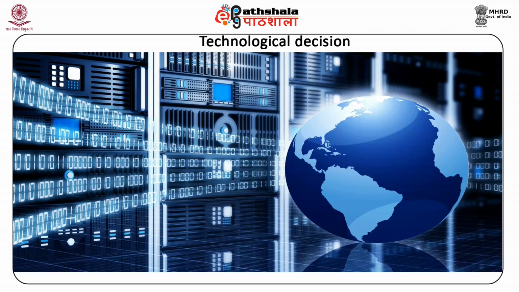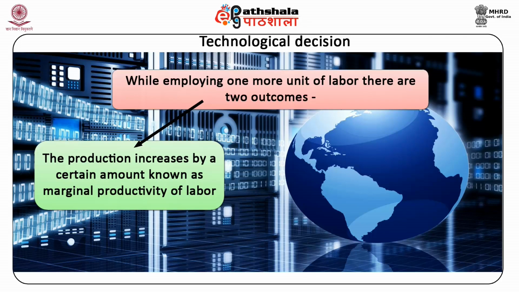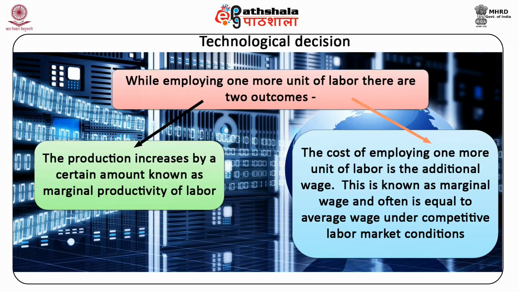Technological decision. Each producer has to employ different factors of production like labor and capital. There is a choice that the producer faces. He could either use more of labor and less of capital or the other way around. While employing one more unit of labor, there are two outcomes. The production increases by a certain amount, known as marginal productivity of labor. The cost of employing one more unit of labor is the additional wage. This is known as marginal wage and is often equal to average wage under competitive labor market conditions.